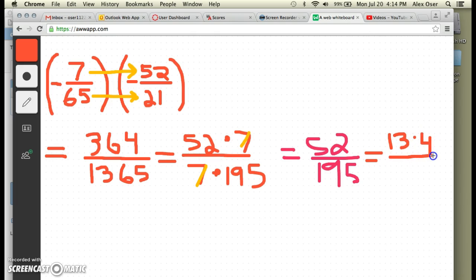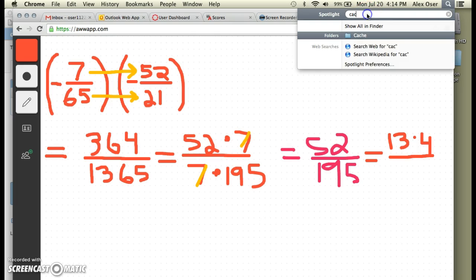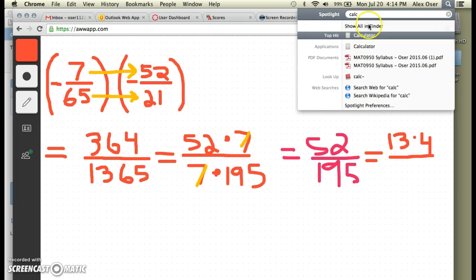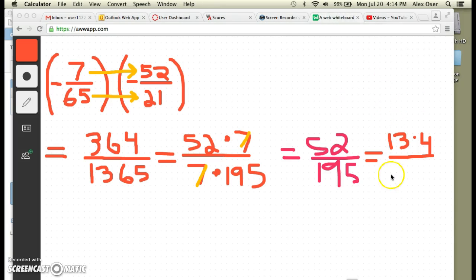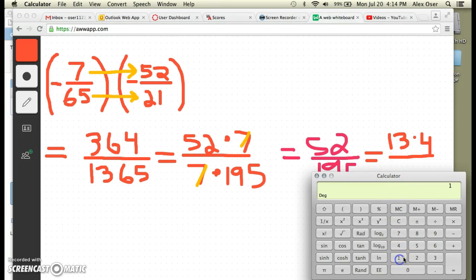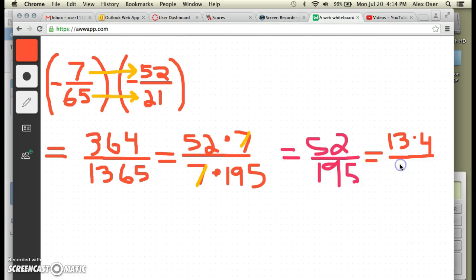is 52. And then also, if we take 195 and divide that by 13, we should see that we get 15. 195 divided by 13 is 15. So 13 times 15 is 195. Sorry, this is multiplication here.